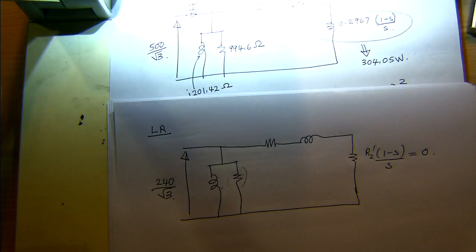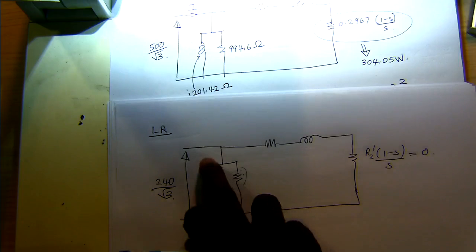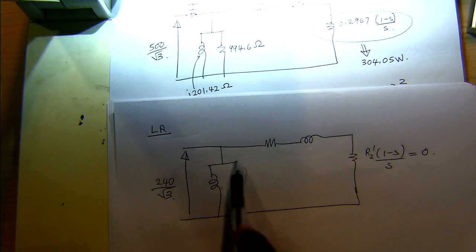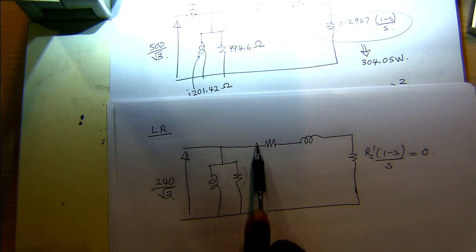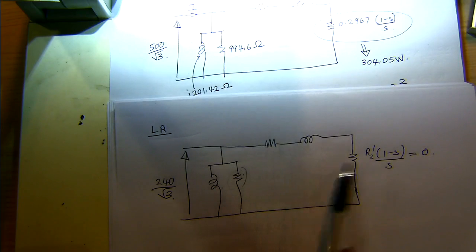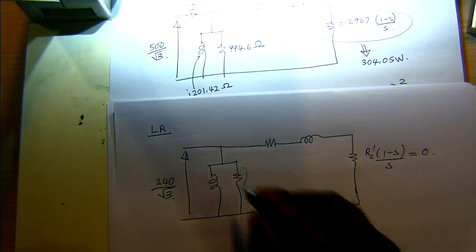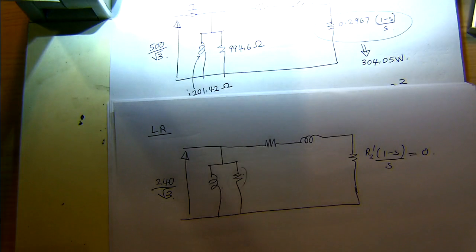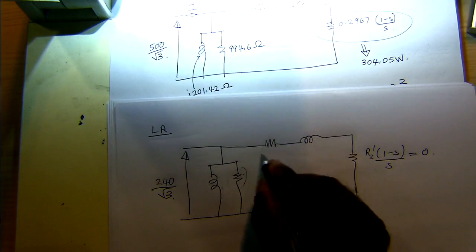So here it says you are applying 240 volts. So you have an inductor, a resistor, and a series resistor and inductor in parallel with that as well. So then you can find the power loss in this branch.